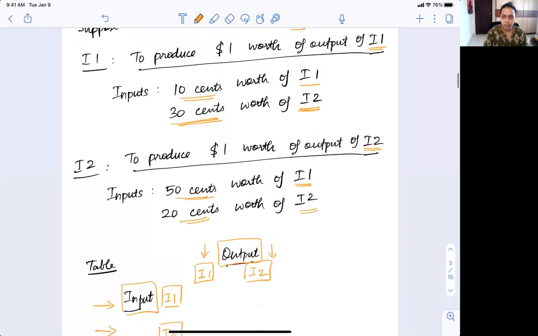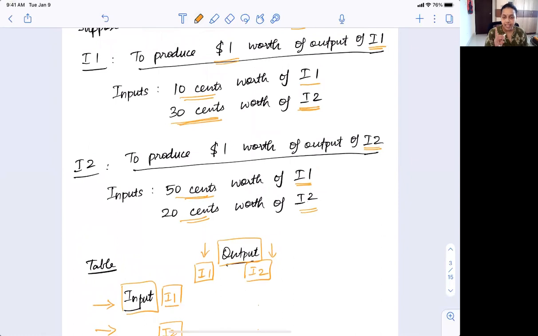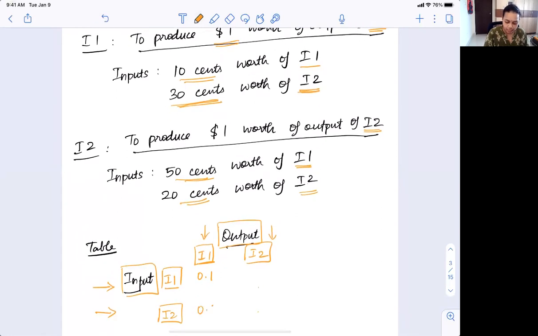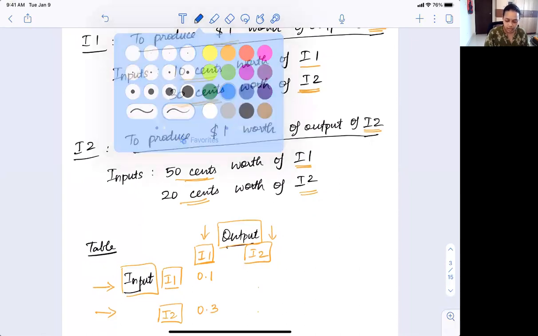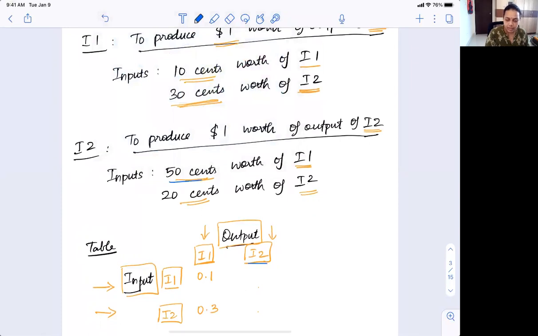To produce $1 worth of output of I1, we need 10 cents worth of input of I1, and we need 30 cents worth of I2. And similarly, to produce $1 worth of I2, we're going to need 50 cents worth of I1, and we're going to need 20 cents worth of I2. And when you put this together in a table, it is neat.